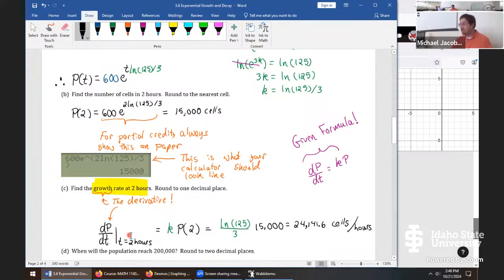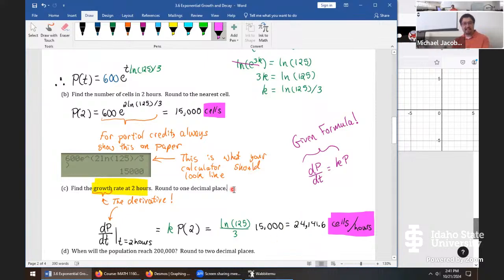If we put in 1 hour, we get a smaller quantity right here. We plug in, say, 5 hours, this is going to become very, very large. As time goes on, because this is growing exponentially, the growth rate just gets higher and higher and higher. So even though this problem didn't ask for units, I would encourage you to write them down anyways, because it helps remind us, what did we even calculate? This was just the size of the population at time 2 hours, but this is how fast it was growing at time 2 hours, 24,141.6 cells per hour.